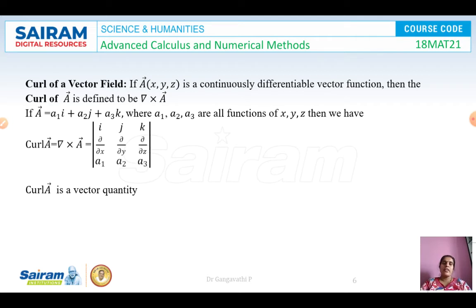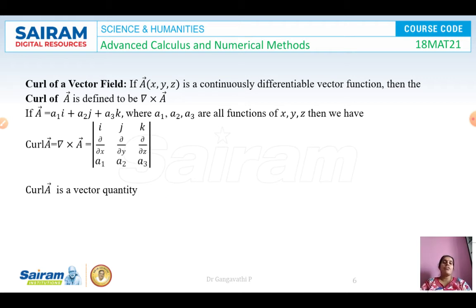It is a determinant: the first row will be i, j, k, the second row will be the elements of the first vector, and the third row will be the elements of the second vector. Similarly, here del is the first vector and A is the second vector. And vector A we have taken as a1 i, a2 j, a3 k cap, where a1, a2, a3 are all functions of x, y, z. Then curl A is defined as del cross A, which is the determinant with i, j, k, then the first vector elements, and then the second vector elements a1, a2, a3, and the result of this will be a vector.